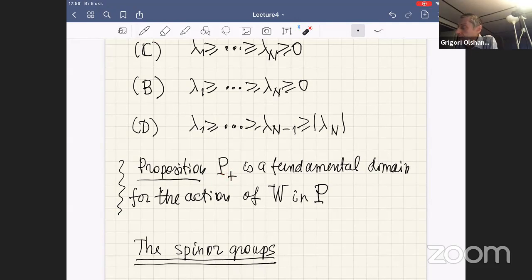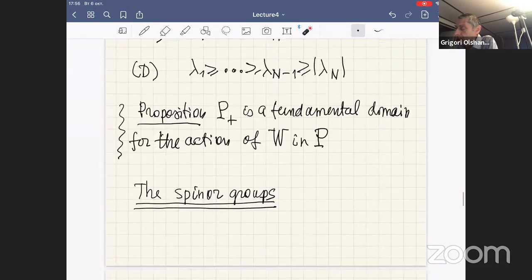So because in type D, the Weyl group is a bit smaller, we get as the fundamental domain something which is a little bit larger, because here this restriction is weaker than this one. So this is an exercise just to check that this is indeed a fundamental domain.